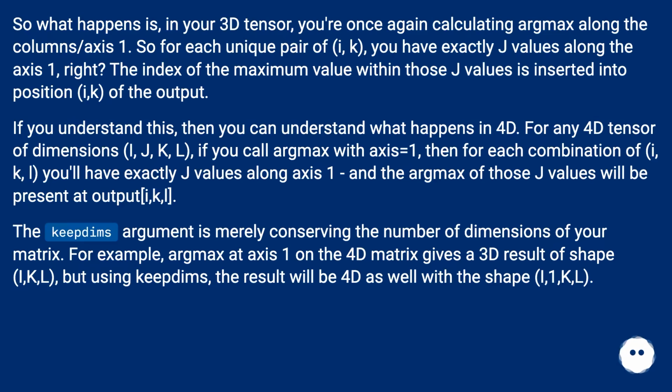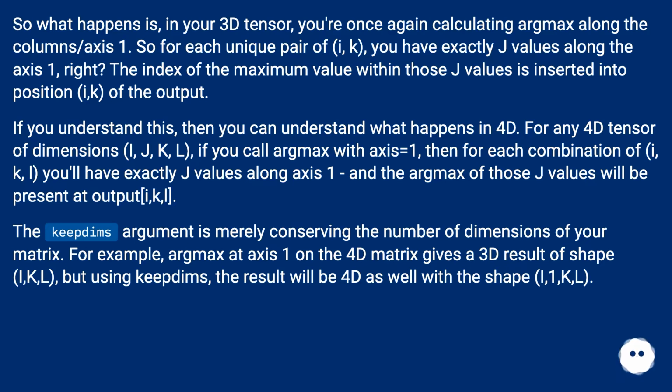If you understand this, then you can understand what happens in 4D. For any 4D tensor of dimensions i, j, k, l, if you call argmax with axis equals 1, then for each combination of i, k, l, you'll have exactly j values along axis 1, and the argmax of those j values will be present at output i, k, l.